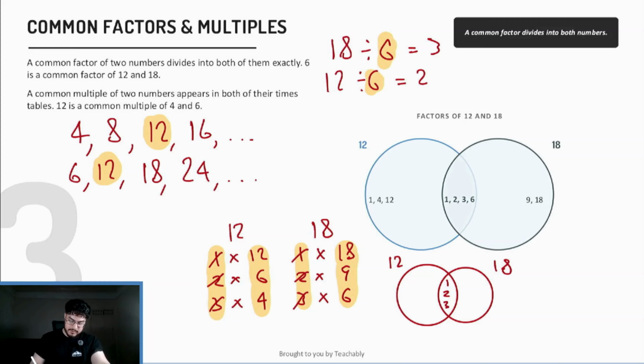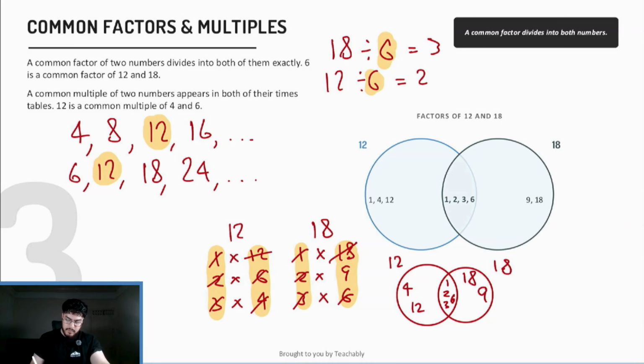Then we can see that 4 is only on the 12 side, so I'm going to put a 4 there, dash it off. Then we can see that they both share 6 as well, so I'm going to put 6 in the middle, dash that off. Then I can see 9 is only on the 18 side. Then I can see 12 is only in the 12, and I can also see that 18 is only in the 18.